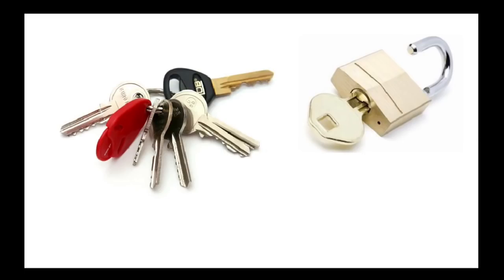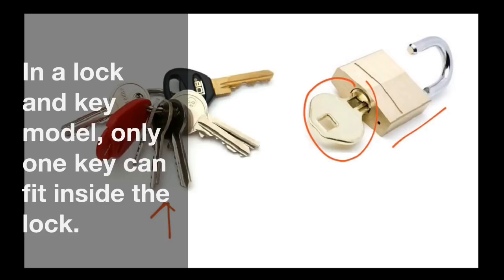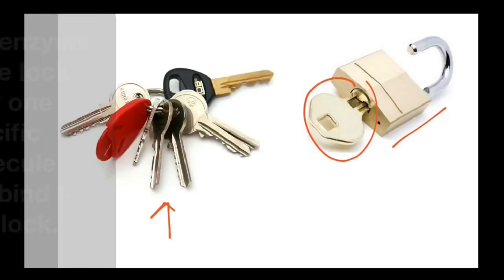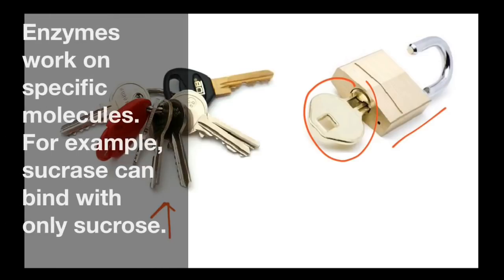So now we're going to talk more about how enzymes actually work and what they look like. And you can kind of think of it as a lock and a key. So right here, you have the lock. And only one key out of all of these can fit inside that lock. If the other key tried to fit in there, it wouldn't work. It wouldn't unlock the lock. And so enzymes are kind of the same way. An enzyme is like a lock. Only one specific molecule can bind to that lock. And so any other molecules ignore the enzyme, and enzymes ignore other molecules. They're made specifically for one certain type of reaction. Sucrase can only bind with sucrose, and that's its only function.